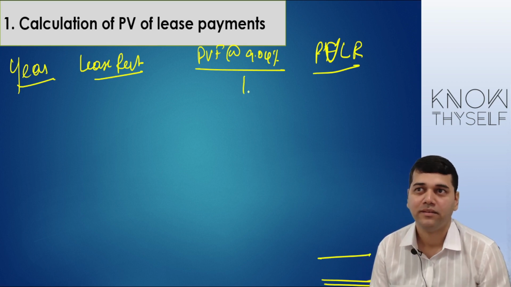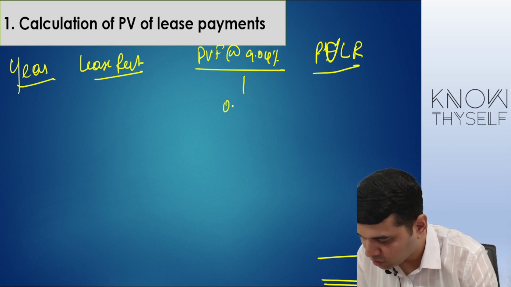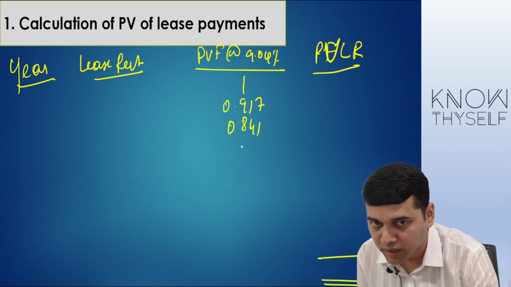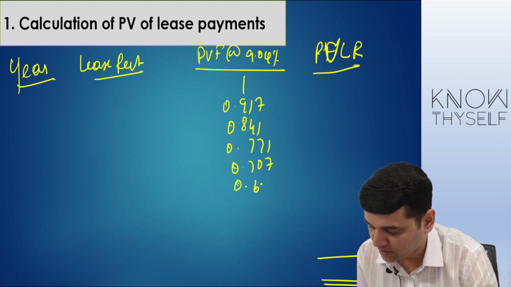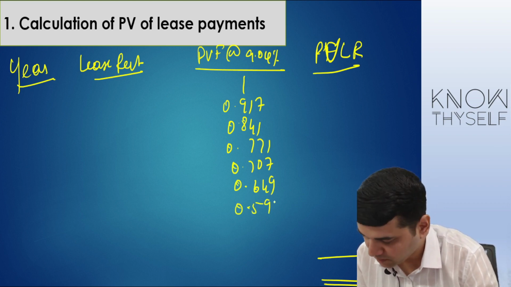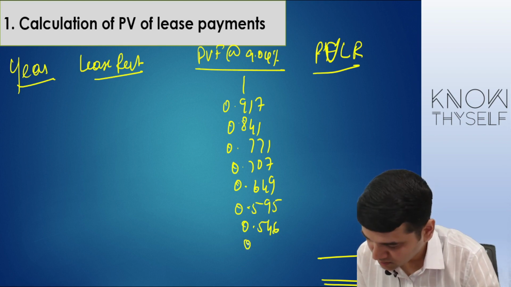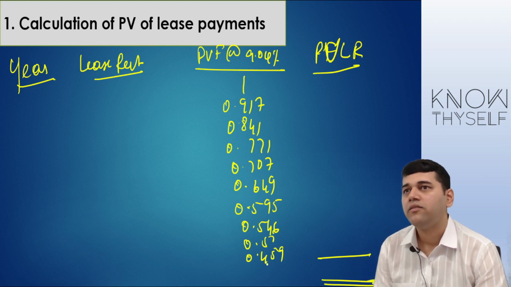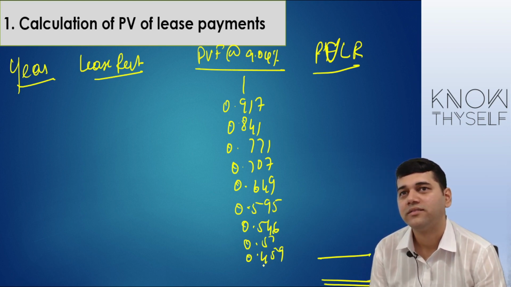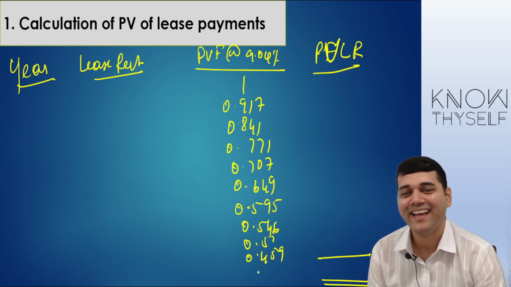For year 0, no first payment. Then I will tell you my PV factors are 0.917, 0.841, 0.771, 0.707, 0.649, 0.595, 0.546, 0.5, 0.459. For 9 years or 10 years? 9. Sure? Yes, 0 to 9. I don't have the 10th year, at the end of the 10th year. What is that? 30 lakhs.